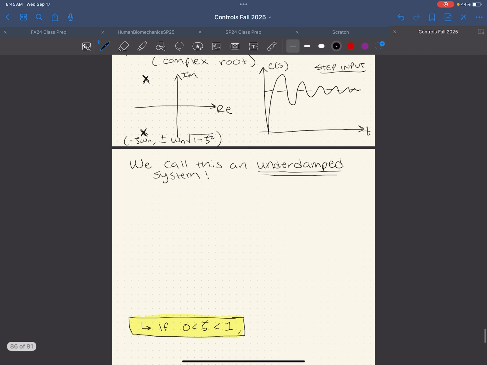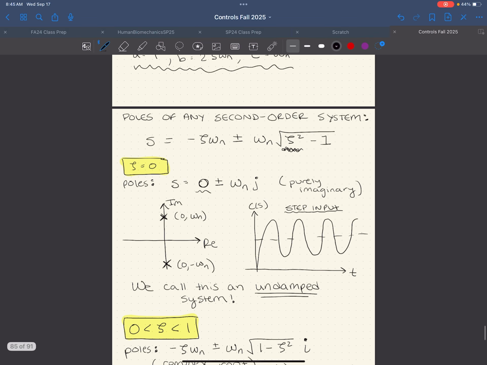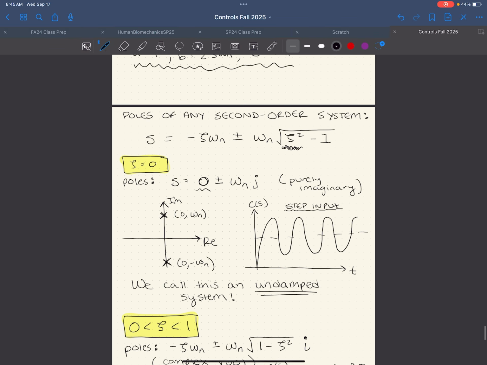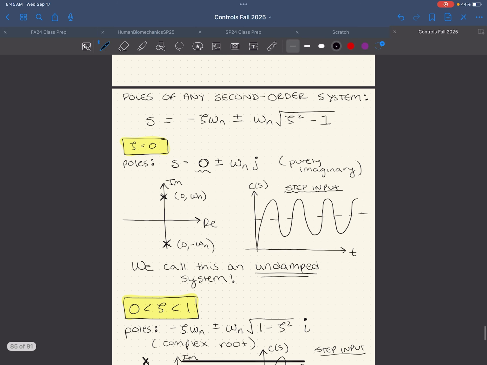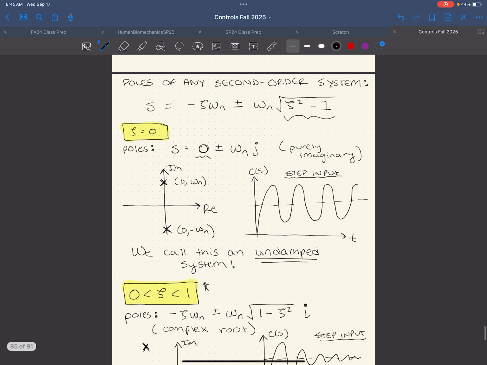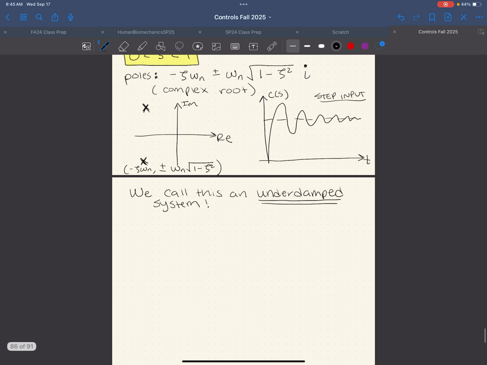And let's look at what happens when zeta is equal to another very special value. So we looked at zeta equals 0 as a very special value. Then we looked at an entire range of zeta values. And now we're going to look at another special value, which you can probably guess is the value that makes this root 0, which of course is zeta equal to 1. If zeta equals 1, more special things happen.